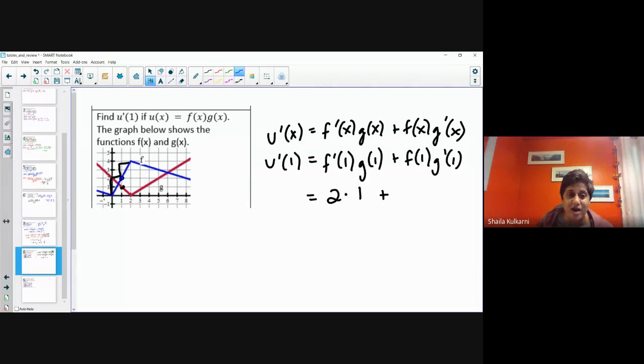Well, for the f function, the actual value is 2. And for the g function, g prime of 1, what is the slope at x equals 1? Well, there's the g function. Here it is. It comes down 1 and over 1. So that makes it negative 1. So we end up with 2 minus 2. Our answer is 0. You can stop in that step right there because that's all numbers. But that is the end of that problem.